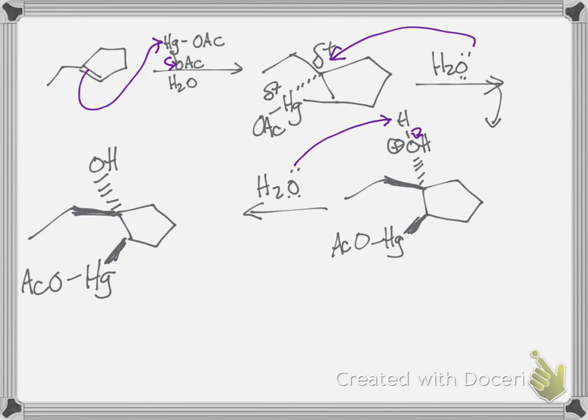These steps are followed up by a second reaction with sodium borohydride. You're not responsible for understanding the mechanism of this reaction, but what happens in this reaction is the mercury is replaced with the hydrogen to give us this alcohol, which is the Markovnikov alcohol product. So this regiochemistry follows Markovnikov's rule.